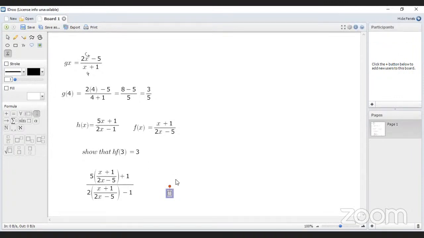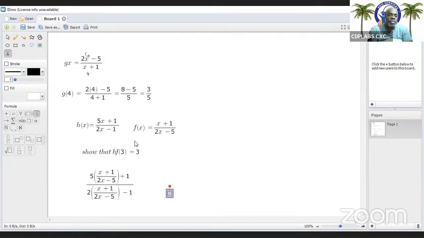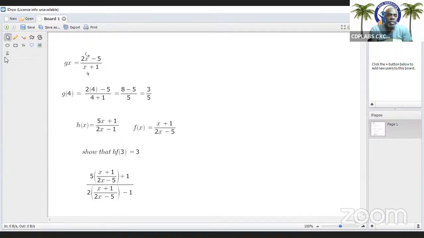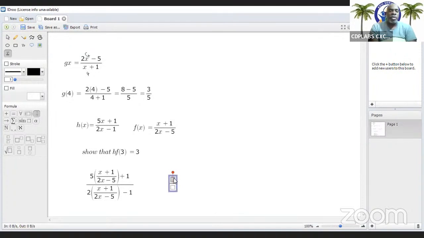Just a check. All right, so let us put in the value of 3 now to show that. We're going to put in the value of 3 and see what happens in f of x, because it must go into f of x now, not h of x. So wherever x is, we put the value of 3, plus 1, and then 2 times 3.